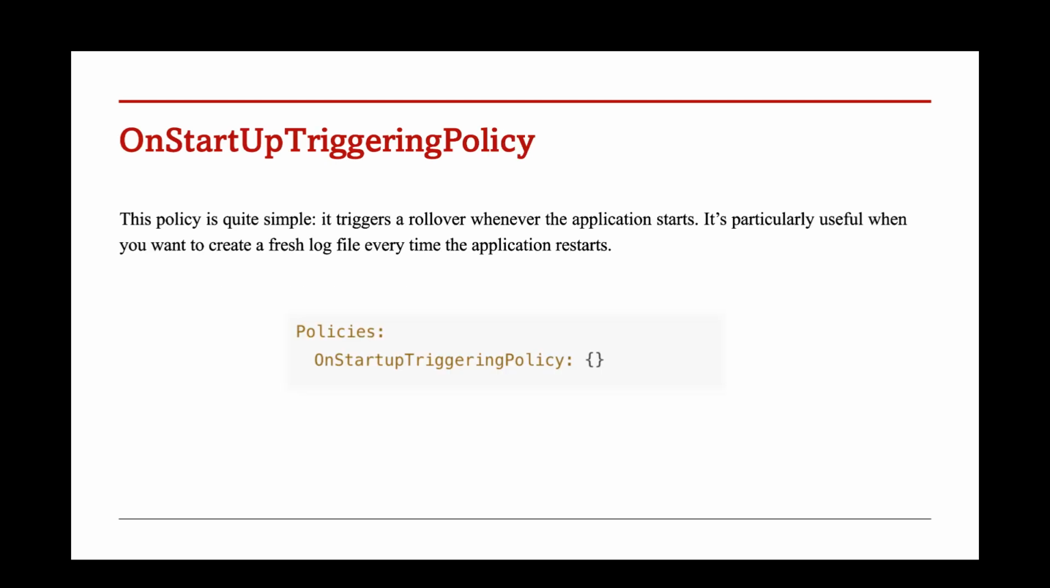Let's take a closer look at the on startup triggering policy. This policy is quite simple. It triggers a rollover whenever the application starts. It's particularly useful when you want to create a fresh log file every time the application restarts. For example, if you're logging application behavior during a specific session or a day, you can start a new log file every time the app boots up. This ensures that each time your application starts, a new log file will be created and the old log file will be archived.